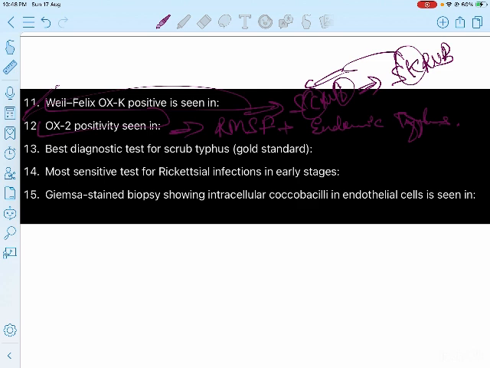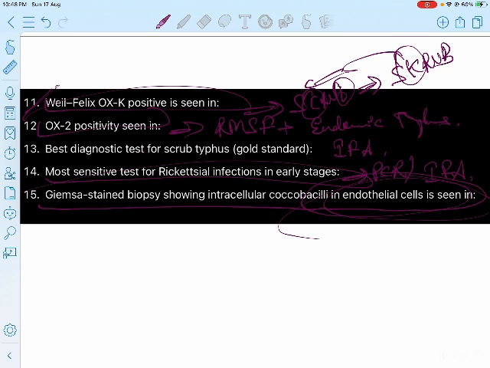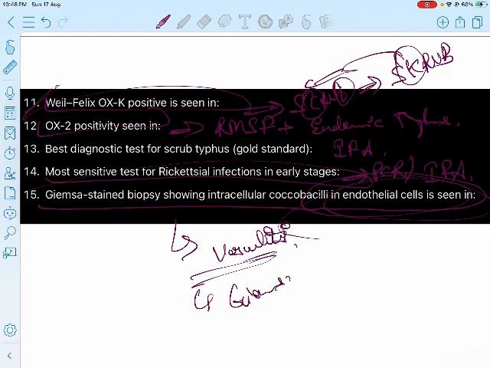Now, the best diagnostic test for scrub typhus, which is the gold standard, is the indirect immunofluorescence assay. Indirect immunofluorescence, I'll write it as IFA. The most sensitive in early stages could be PCR, also IFA. Now the Giemsa-stained biopsy shows intracellular cocobacilli in endothelial cells. So it is vasculitis, and it is stained by Giemsa or Wharthin-Starry.